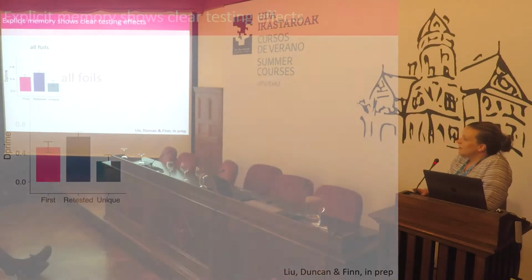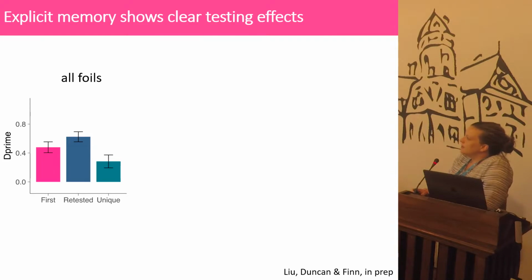So now the direct test. Here we actually show that explicit memory is displaying clear testing effects. Again, in pink are the data for when the information was tested immediately, and along the y-axis here I'm plotting D prime. Blue is retested, and green is unique. And when you look at everything together, considering both those shifted and those position matched foils, what you observe is a significant testing effect. So some kind of consolidation mechanism is probably at play here, boosting the retested information, where it's actually better when you're retesting it the next day. And there's a drop in your performance on the uniquely tested information.